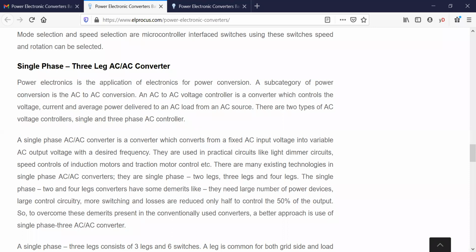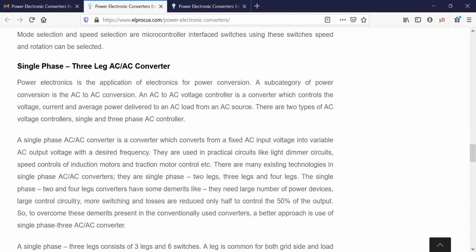It is just like a converter which controls the voltage, current, and the average power delivered to the AC load from an AC source, because the source is giving a supply and the load is there. So there are two types of AC voltage controller: single phase and three phase AC controller.